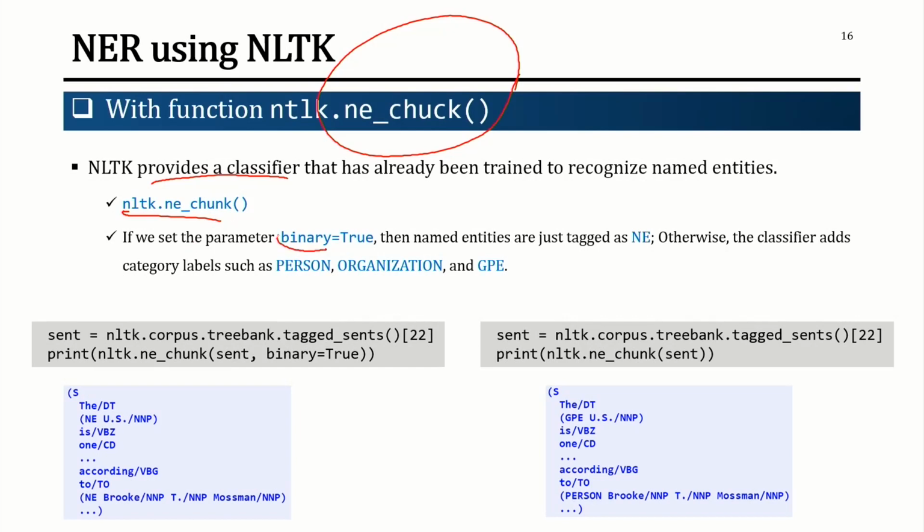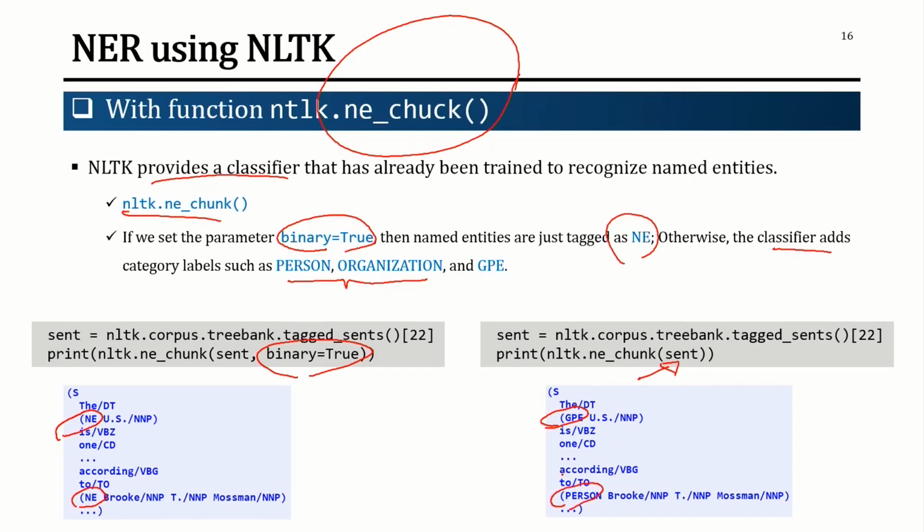If we set the parameter binary equal to true, then named entities are just tagged as NE. As you can see in this example, we put binary equal to true, and then the chunk is recognized as NE. It does not give us the types of NE. But in case we don't set any value for binary, the classifier will add category labels corresponding to its types, for example person, organization, GPE, time, and so on. As you can see in this example, when we chunk this sentence, it gives us the particular types represented in this input sentence. So we have GPE and we have person here.